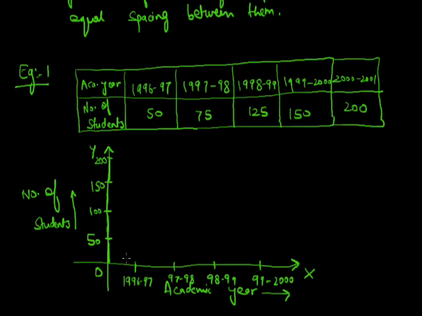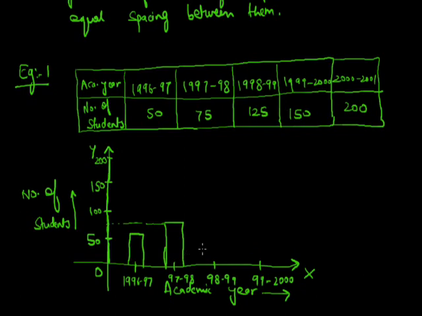So for 96 to 97 there are 50 students. So accordingly we will make the bar for 96 97 up to 50. For 97 98 it is 75. As we know that 75 will come between 50 to 100, accordingly we'll see where comes the mid value of 50 to 100. So accordingly we'll make the bar for 97 98 up to 75.